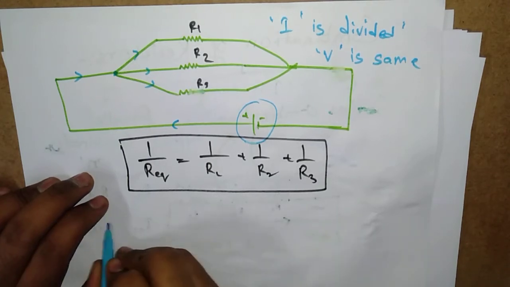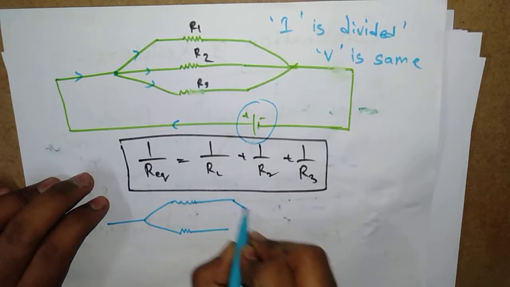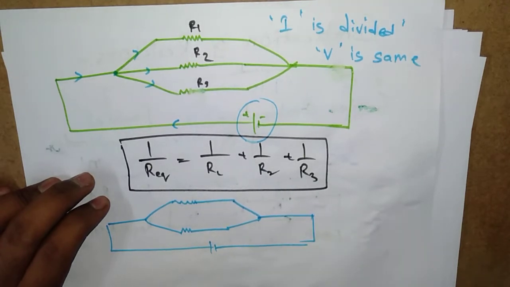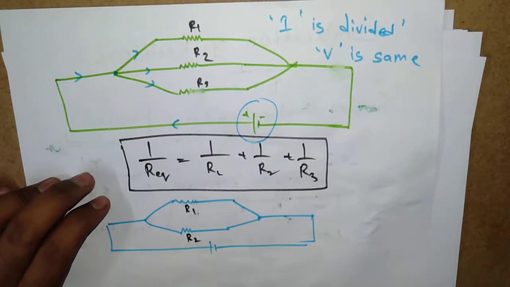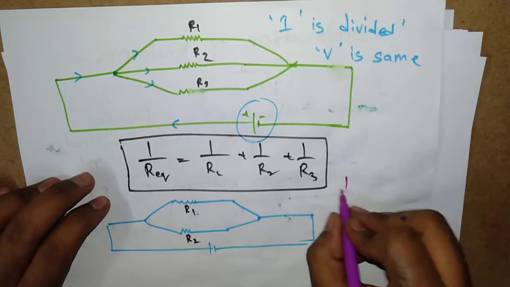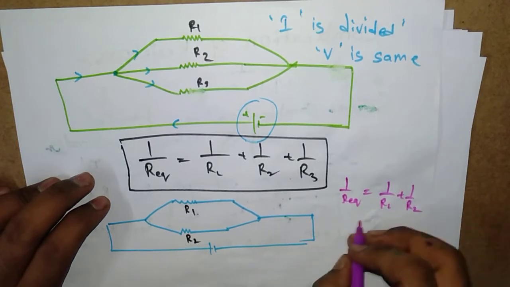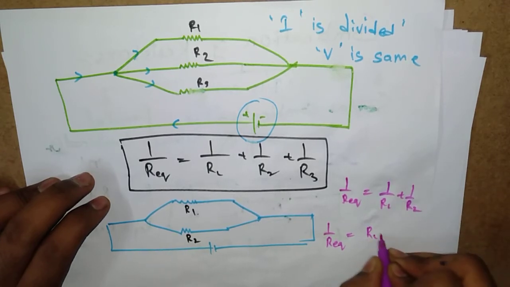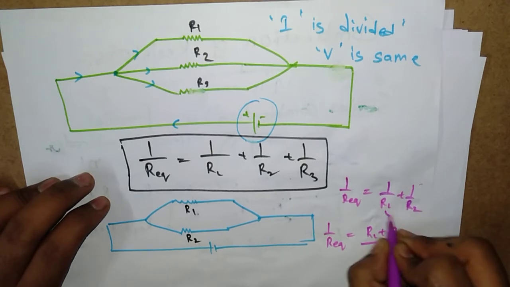So for example, suppose there are two resistors. If there are two resistors arranged in parallel combination, this resistor is R1, another resistance is R2. So the equivalent resistance, it means 1 by R equivalent will become 1 by R1 plus 1 by R2. So 1 by R equivalent is equal to, by cross multiplication, 1 into R1 plus 1 into R2 divided by R1 into R2.